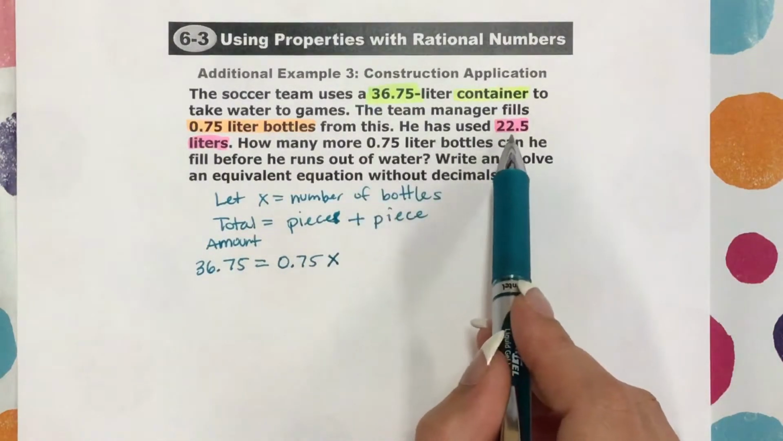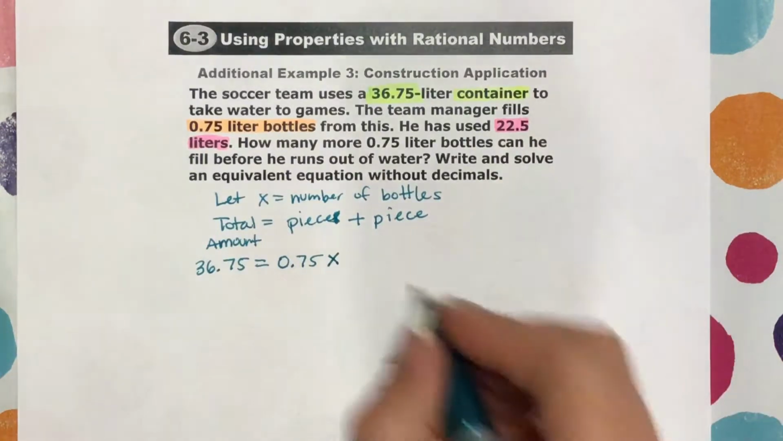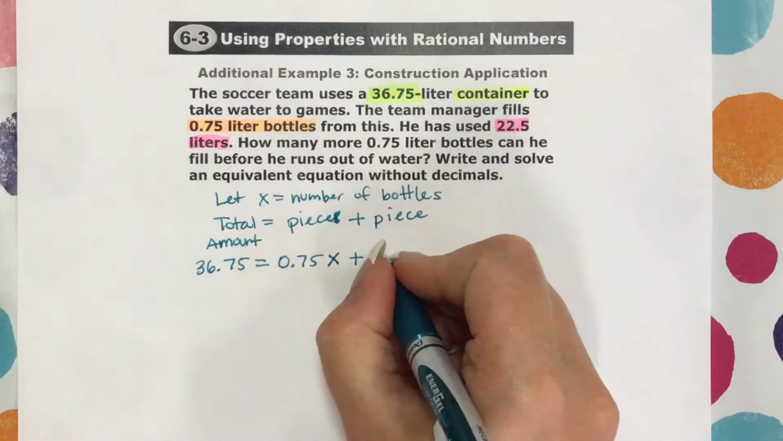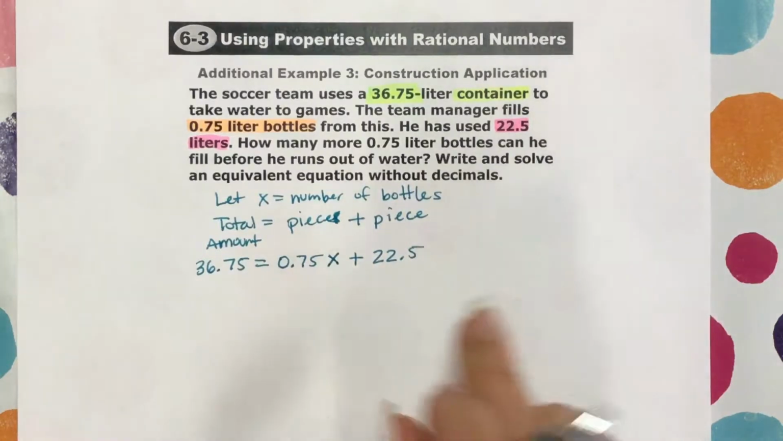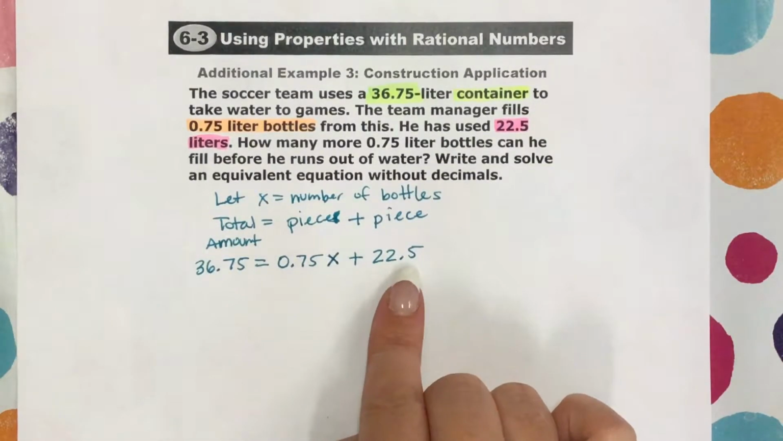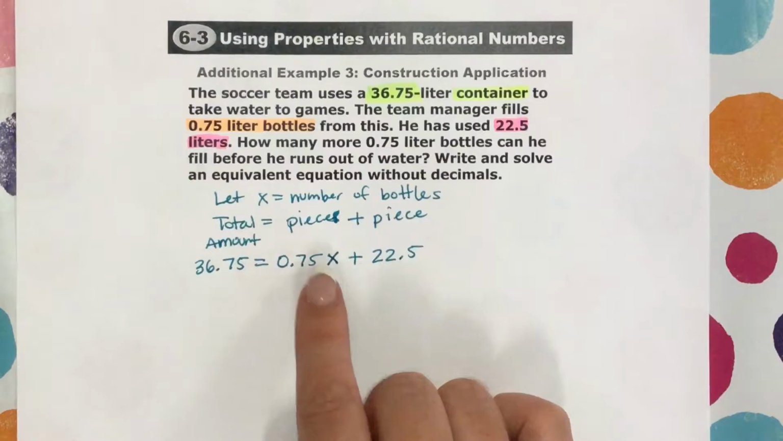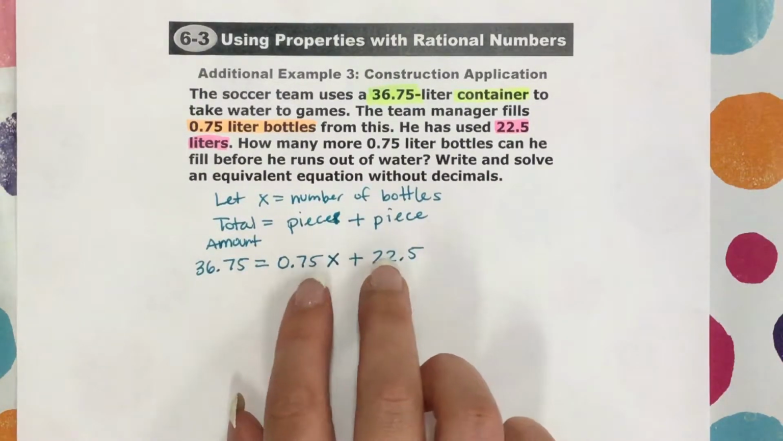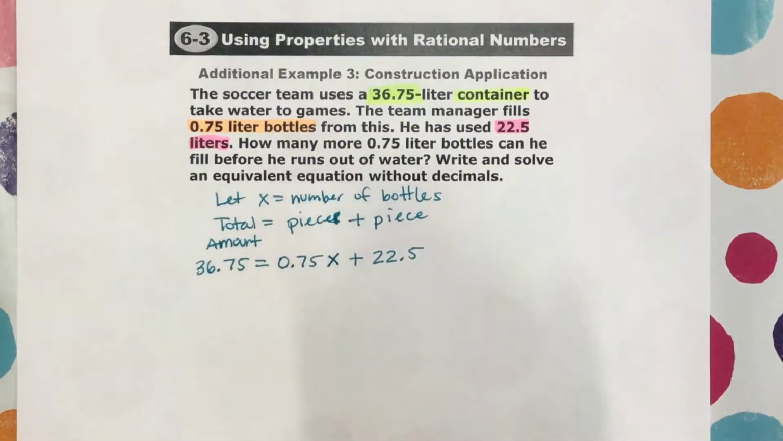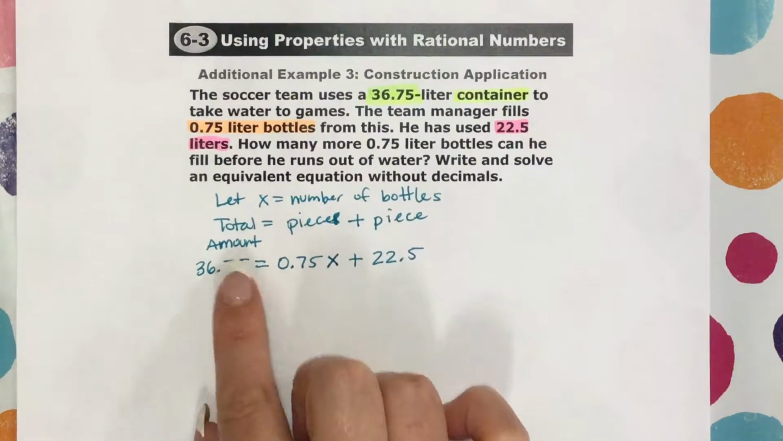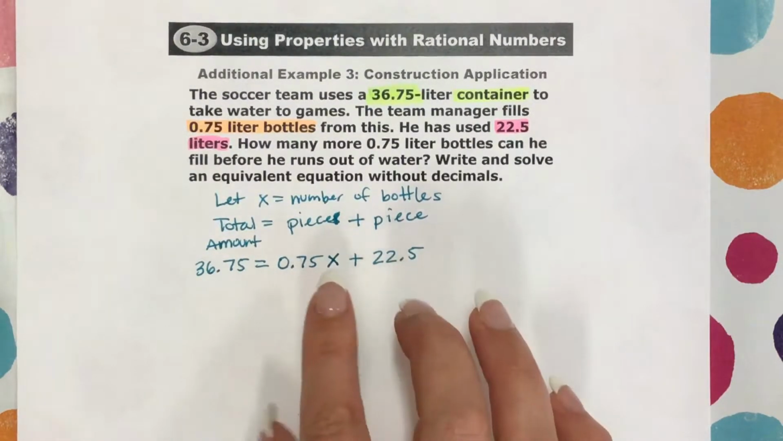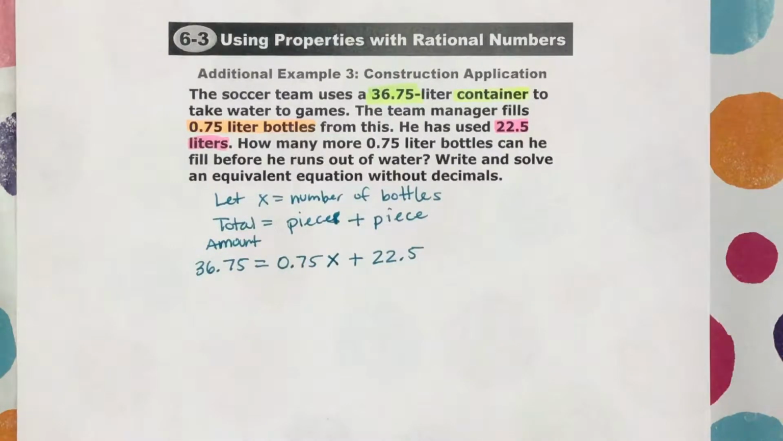But the other thing is he has used 22.5 liters. So that's another piece. He's already used 22.5. So the 22.5 liters that the manager's already used plus the 0.75 liters times the number of bottles, those two are going to add together to make up the total amount. So we have our total amount, and our total amount is comprised of these two pieces. Now, that is the equation for this particular example.